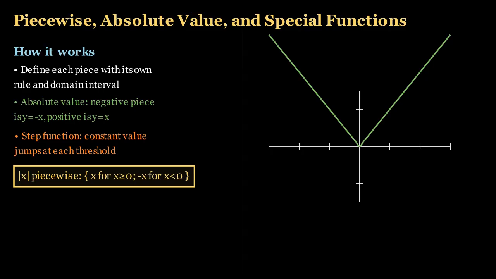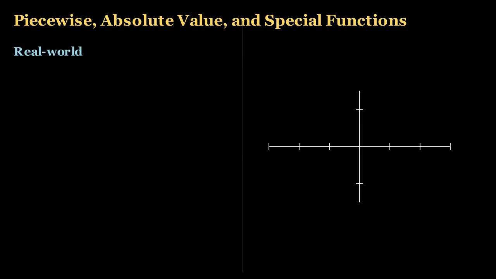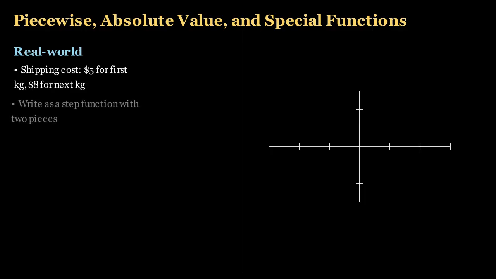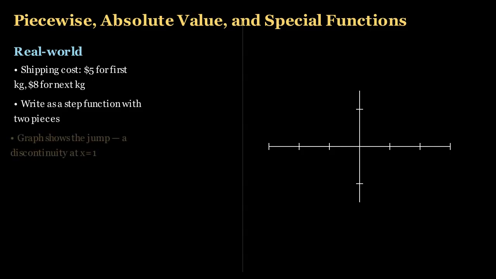If we plot this, we get two flat horizontal segments. At x equals exactly 1, the cost jumps from 5 to 8. There is a gap, a discontinuity. This is a perfect, everyday example of a step function, and it shows exactly the kind of non-smooth behavior that piecewise functions are designed to capture.